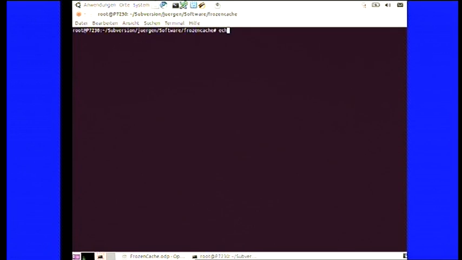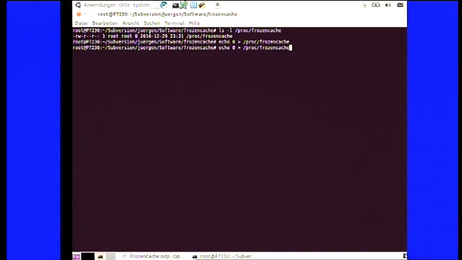Activation of frozen cache mode is controlled using a proc file entry, and the proc file entry is /proc/frozen_cache. The primary purpose for using the proc file system instead of sysfs is that it was easier to implement. So what I'm going to do first is deactivate it. It's deactivated right now, but I deactivate it because after I activate it, I can disable it again using just the up key twice and the enter key. So there.